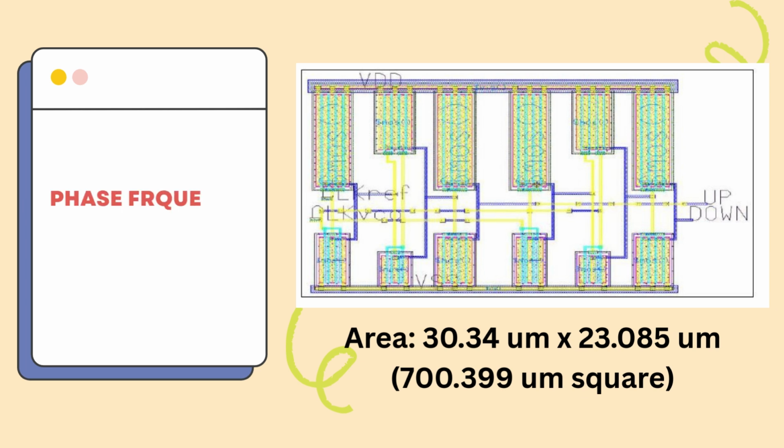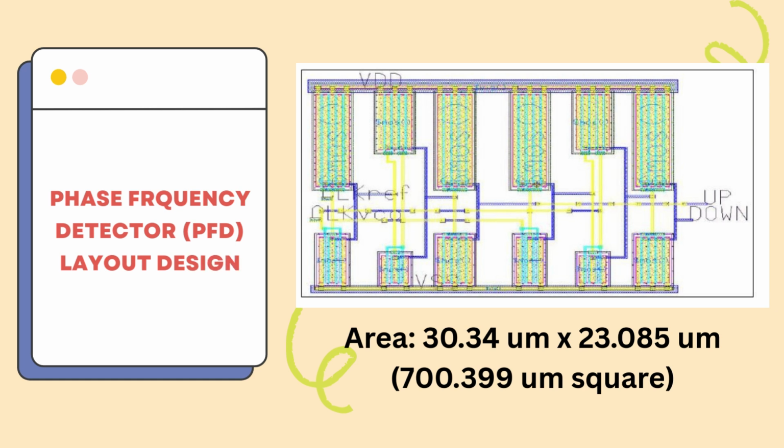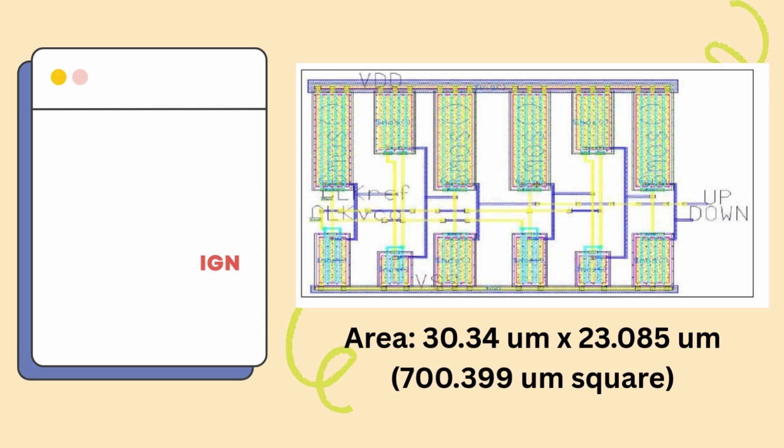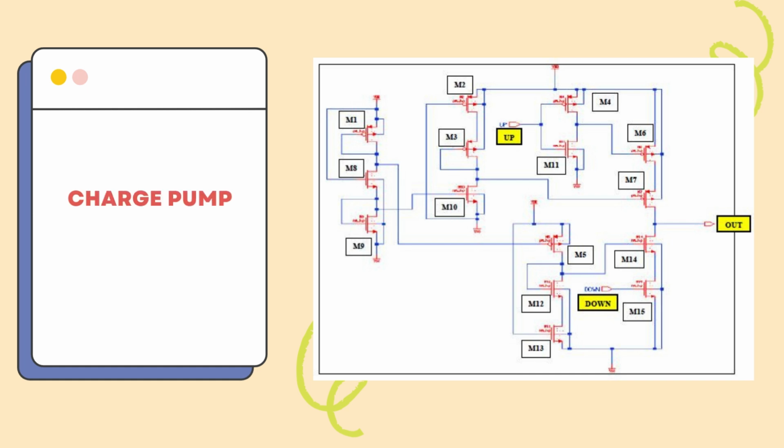Now, let's move to the layout of our HSPFD. As you can see, this compact design occupies 700.399 micrometers square, measuring approximately 30.34 micrometers times 23.085 micrometers. Next up are the charge pump and loop filter, the second critical subblock of our PLL system.